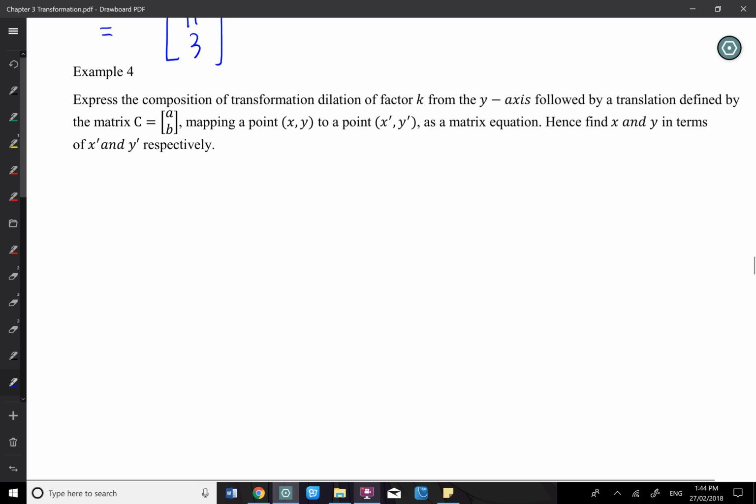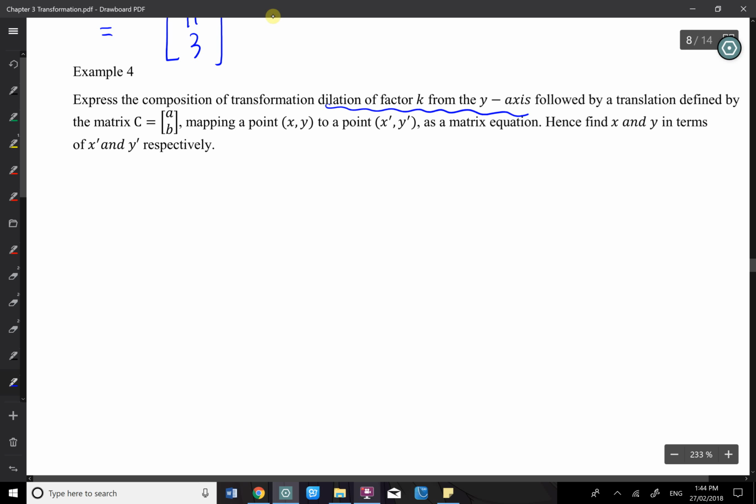Next example. Express the composition of transformation: a dilation factor K from the y-axis, followed by a translation defined by this, mapping the point xy to x dash y dash as a matrix equation. Okay, let's do this first.